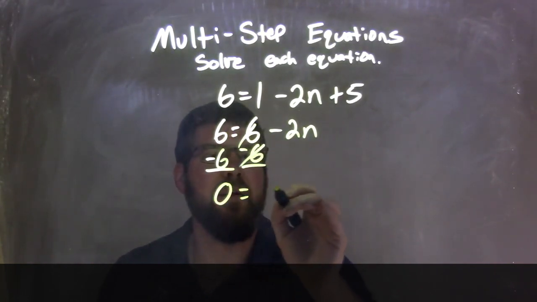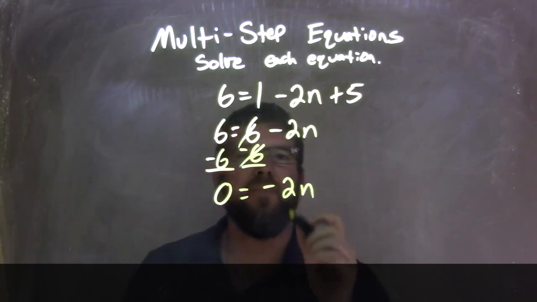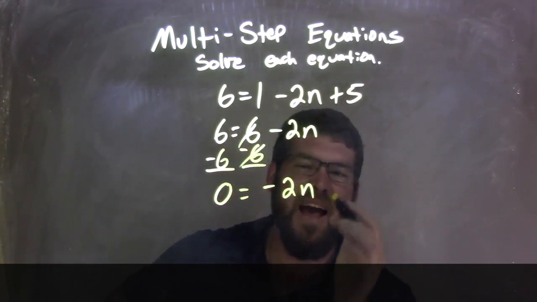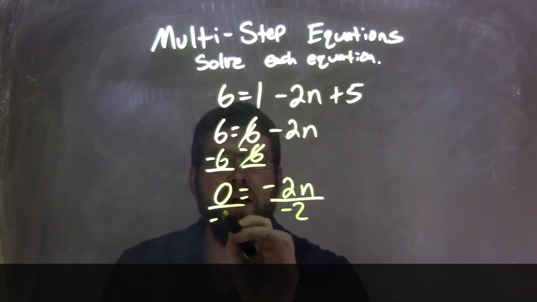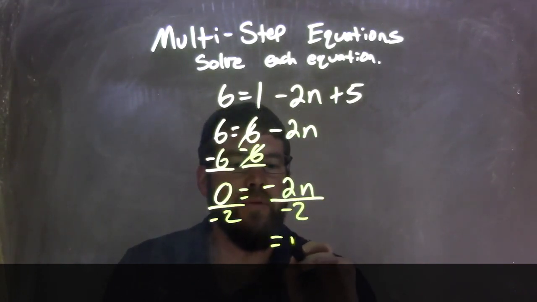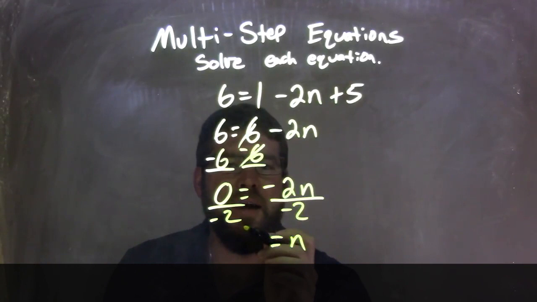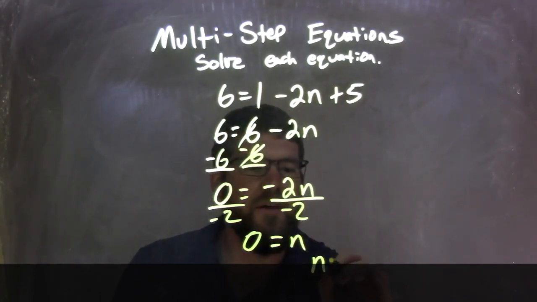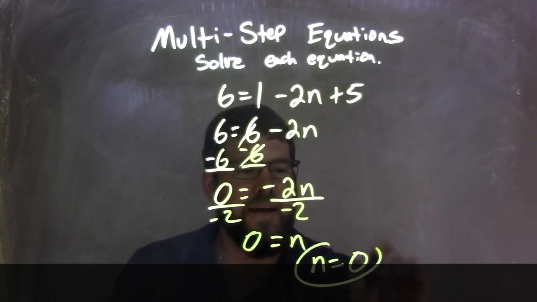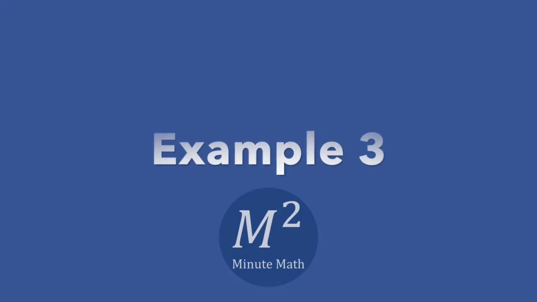So we have 0 equals a negative 2n, right? So that minus 2n really just turns into a negative 2n now. So now I have to divide by a negative 2 to both sides. Leaves me with just the n on the right, and 0 divided by negative 2, which is just 0. So I can write this nice and neat. N first, n equals 0, and that is my final answer.